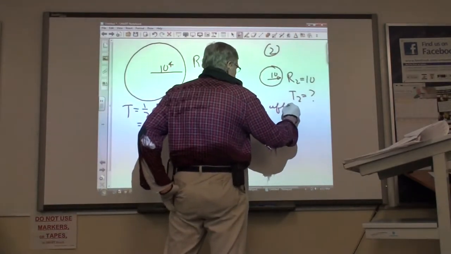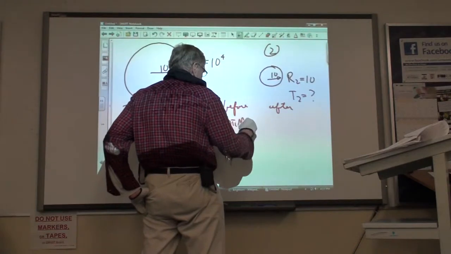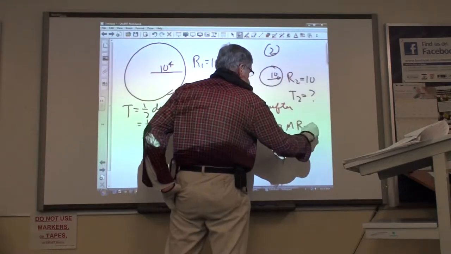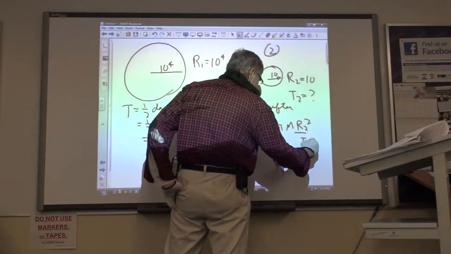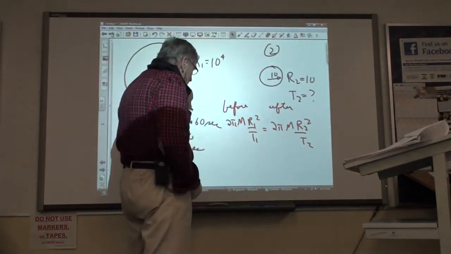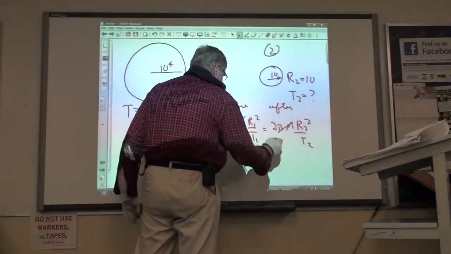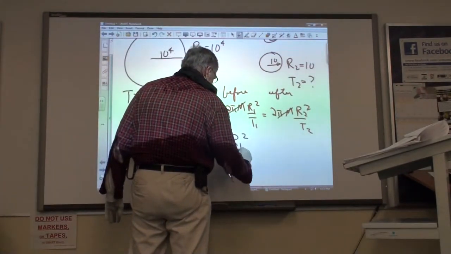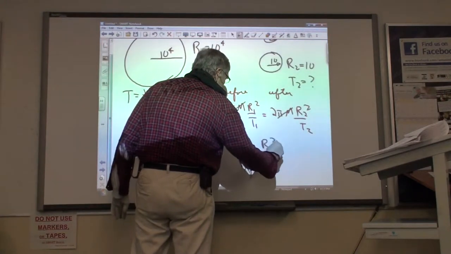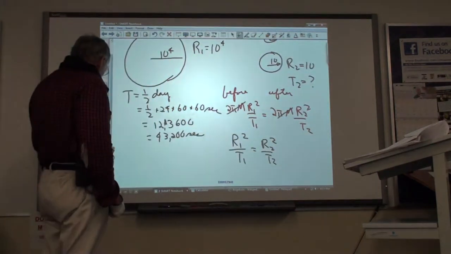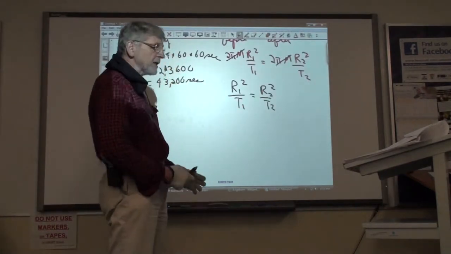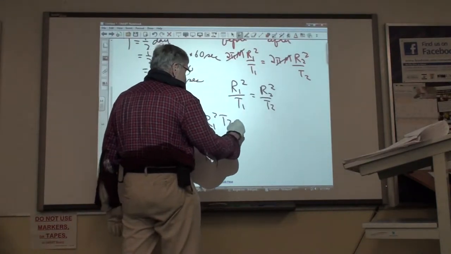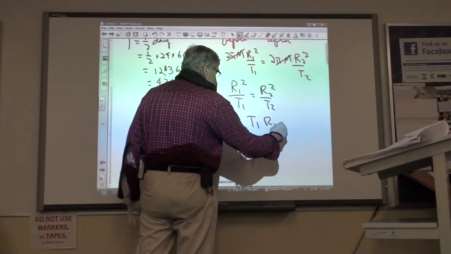And so that means that before we have 2 pi m r1 squared over T1, and after we have 2 pi m r2 squared over T2. So now you see that the two pi m terms cancel, and what we have left is that R1 squared over T1 is equal to R2 squared over T2. Now this is a fraction on one side of the equation, a fraction on the other side, so we're permitted to cross multiply. So we have R1 squared times T2 is equal to T1 times R2 squared.